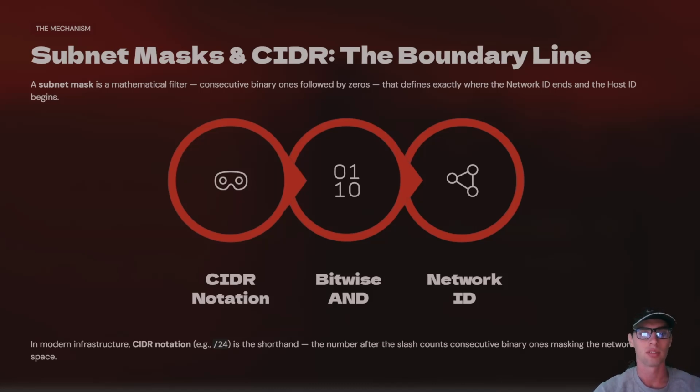In modern infrastructure, we define this boundary using CIDR notation, or classless inter-domain routing notation. This is a shorthand form that uses a forward slash followed by a number to represent the exact count of consecutive binary ones masking the network space. This mechanism relies on a fundamental rule that computers use a strict bitwise AND operation to calculate their network boundaries instantly.